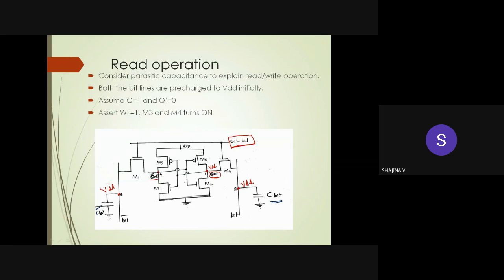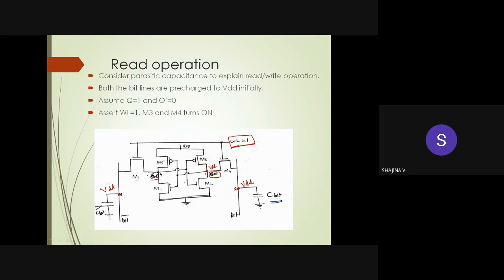So if there is no potential difference between these points, there will not be any current flow. Even though transistor M4 is on, in order for a current to flow there should be a potential difference between those points. Here we are assuming Q is equal to 1, and we have pre-charged this bit line. So between the source and drain of M4, it is in the on condition, but the voltage levels at point 1 and 2 are equal. So there will not be any current flow through this transistor M4.